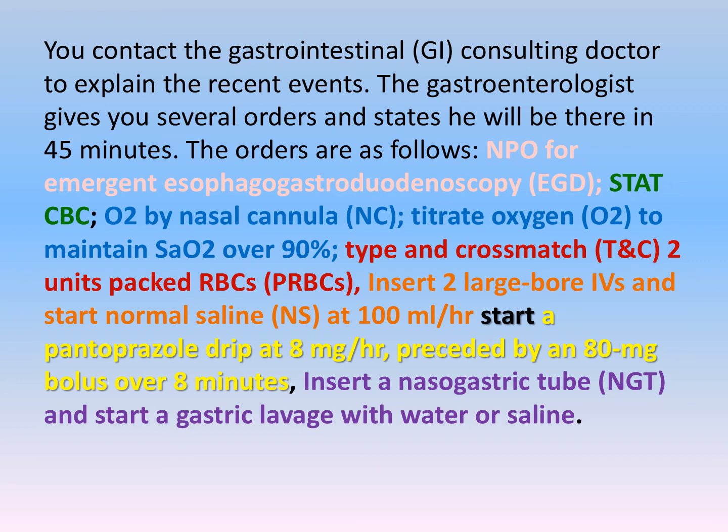So you contact the gastroenterologist, consulting physician, to explain the recent events. The gastroenterologist gives you several orders and states he will be there in 45 minutes. The orders are as follows: NPO for emergent esophagogastroduodenoscopy, also called an EGD, stat CBC, O2 by nasal cannula, titrate oxygen to maintain sat over 90%, type and cross-match 2 units of packed RBCs, insert 2 large bore IVs, and start a normal saline at 100 mL per hour drip, and start a pantoprazole drip at 8 milligrams per hour, preceded by an 80 milligram bolus over 8 minutes. Insert a nasogastric tube and start a gastric lavage with water or saline.